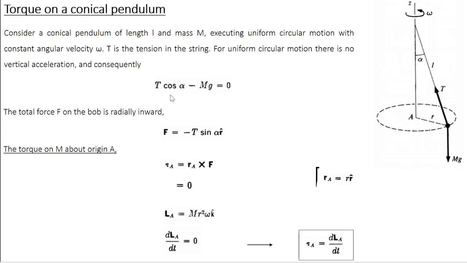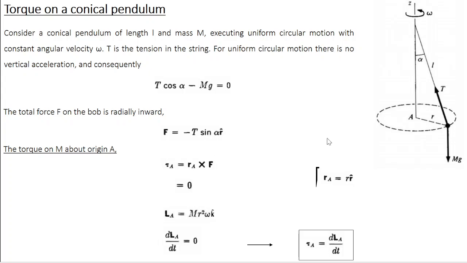So since these two forces cancel, the net force which is acting on the mass is the horizontal force, which is minus T sine alpha. Minus sign indicates that this acts in the inward direction. So the net force is going to be F equal to minus T sine alpha r cap.